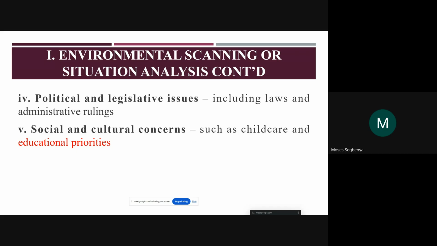So there are political factors or forces in the environment that can influence your operation as a school. And you need not take them lightly, because if you disrespect the laws of the land, your school can be shut down. Your school can be closed.